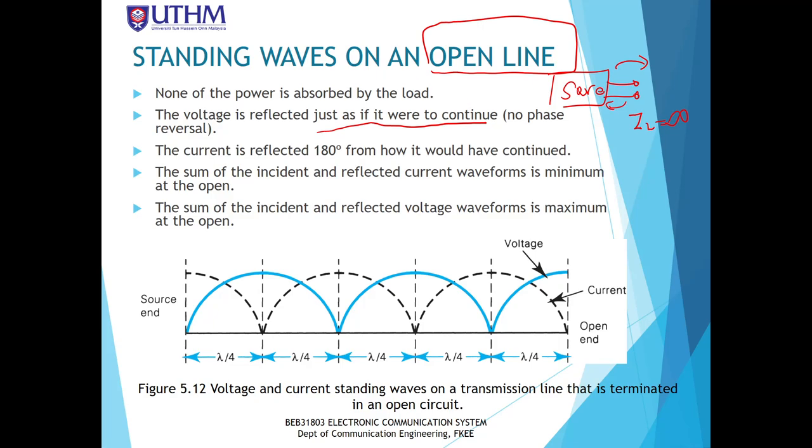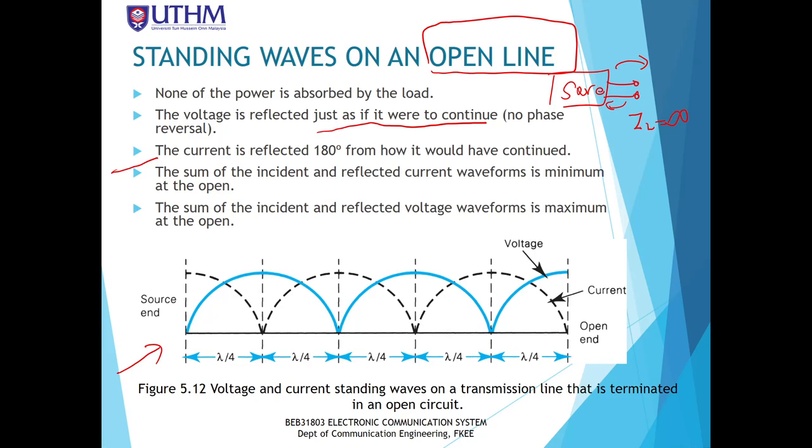So the voltage is reflected just as if it were to continue. Maksudnya, the reflection of the voltage doesn't produce a phase variation. Tidak ada berlaku phase shift. There's no phase shift for the voltage component. Tidak ada perubahan fasa pada voltage component. However, the current also will be reflected, but it will have a phase shift of about 180 degrees. Current akan dipantulkan, tetapi dengan mempunyai perubahan fasa sebanyak 180 darjah. Okay, so you see that here. So this picture shows the condition of the reflected wave in terms of voltage and current. Remember, standing wave is the combination of incident and reflected.